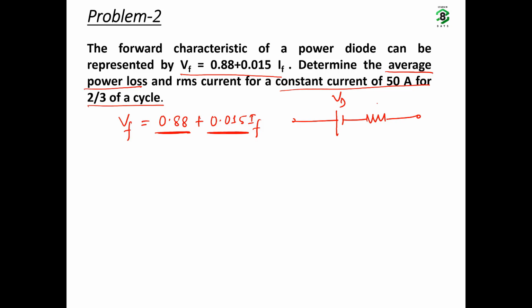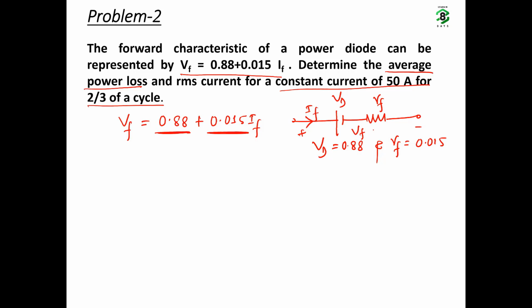Here we have VD and RF. VD is 0.88 and RF is 0.015, and the current flowing through is IF. The total voltage from here to here is VF. So this is the way we have segregated this information. Now we know how to calculate the power.